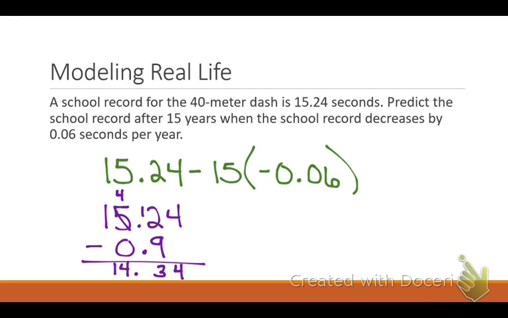If it decreases, and for whatever reason, maybe they have faster suits, or who knows. Seconds. No, that's after 15 years. That's going to be the new record. Okay? All right, just plugging these concepts into a real life type of scenario.